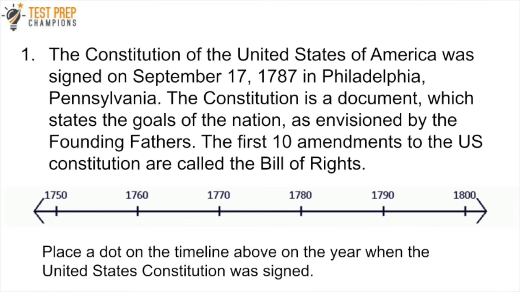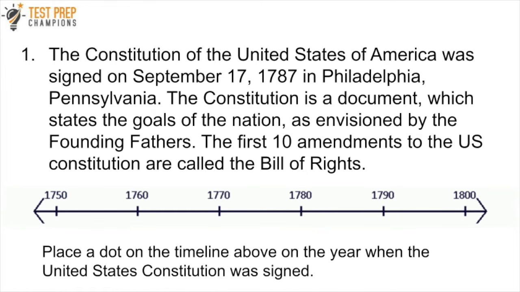Question 1. The Constitution of the USA was signed on September 17, 1787 in Philadelphia, Pennsylvania. The Constitution is a document which states the goals of the nation as envisioned by the Founding Fathers. The first 10 amendments to the U.S. Constitution are called the Bill of Rights. And the question says, place a dot on the timeline above on the year when the U.S. Constitution was signed. Now obviously you can't really put a dot on the screen, but I want you to pick out where you would write a dot if you could, and pause the video, try to figure this one out, and then we'll go over it.